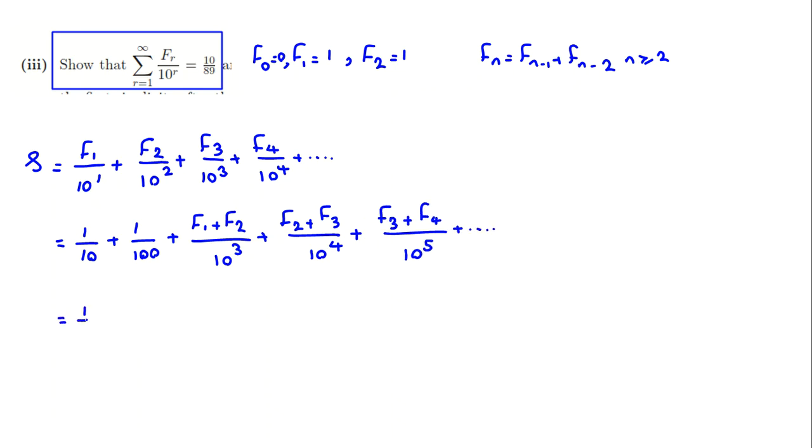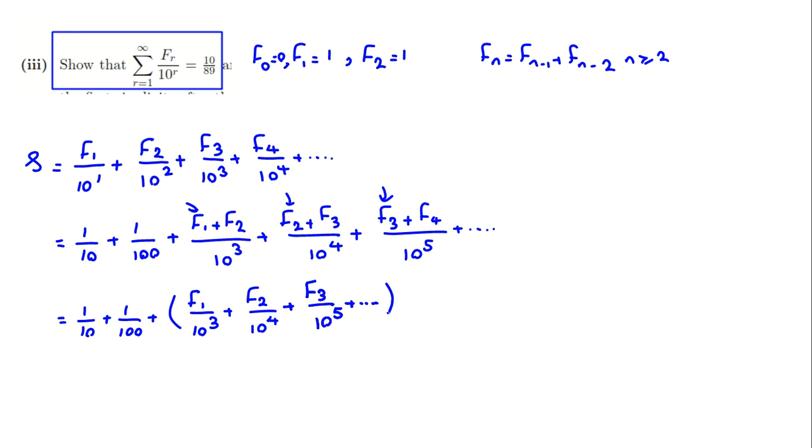So it will be 1 over 10 plus 1 over 100 plus. Now I consider only the first term of each fraction: f1 over 10 cubed plus f2 over 10 to the 4 plus f3 and so on. You can also use the previous part, but I want to show you a way that does not need any previous parts. And now we focus on the second part of each fraction. It will be f2 over 10 cubed plus f3 over 10 to the 4 plus f4 over 10 to the 5, and so on.